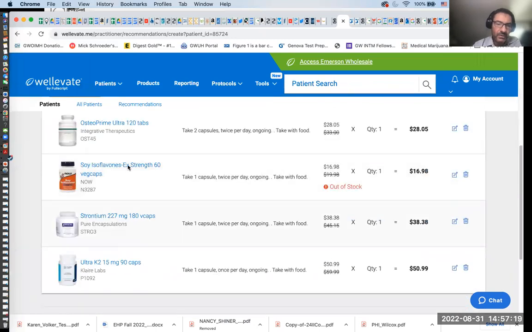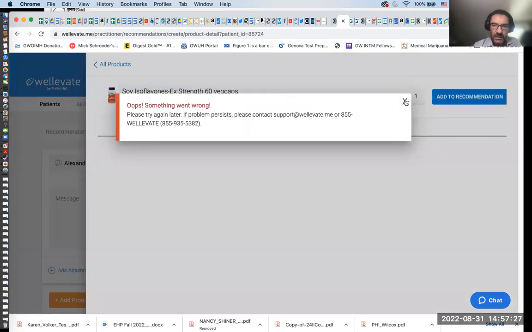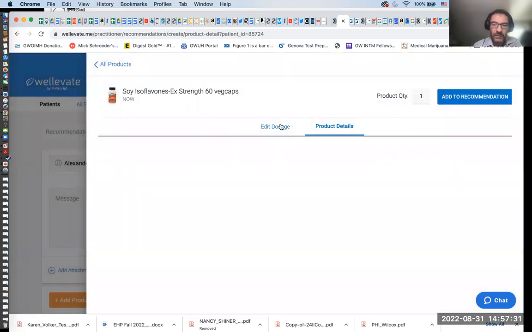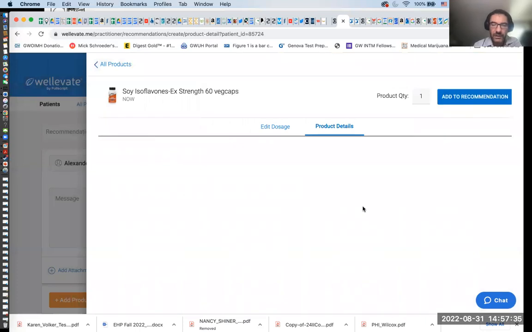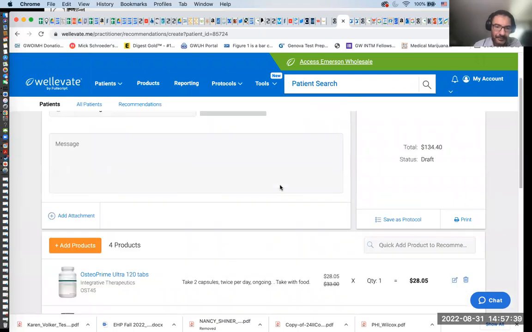So the soy extracts now is okay. I often also use Life Extension. It's important to get at least 100 milligrams a day. I don't know, this is not working, but hopefully we'll get some. I don't know, there's a glitch here. So I'm going to go back.